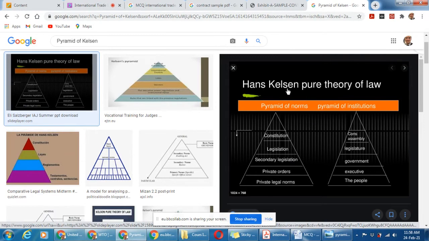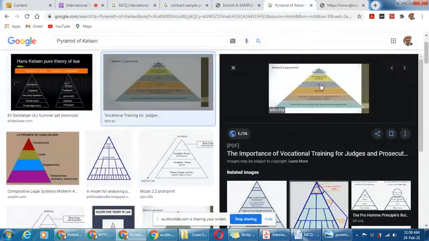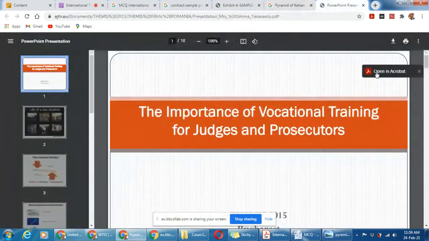Hans Kelsen is a legal advisor or expert in the legal field, the pure theory of law. He created this pyramid of norms, or hierarchy of norms, which is private legal norms, private orders, secondary legislation, legislation, constitution. And you should not forget the international treaty. If you can see in this picture, we have international treaties in the second place after the constitution.